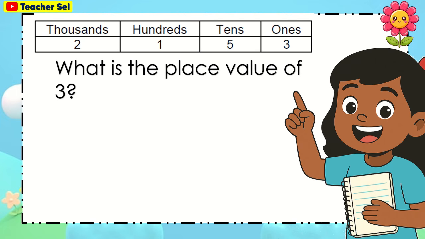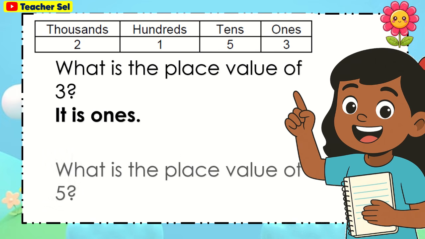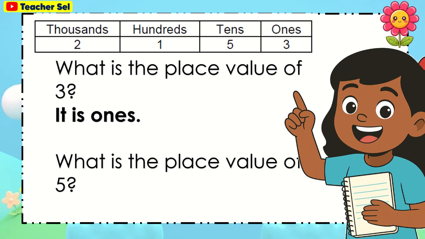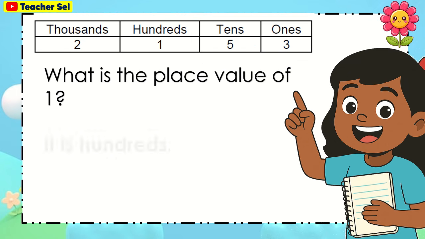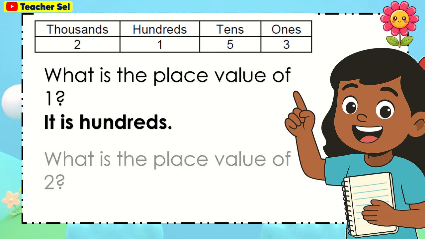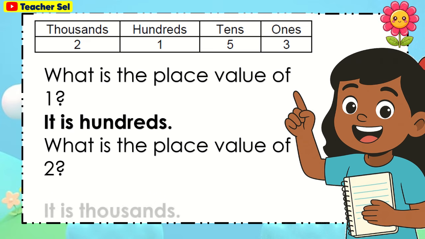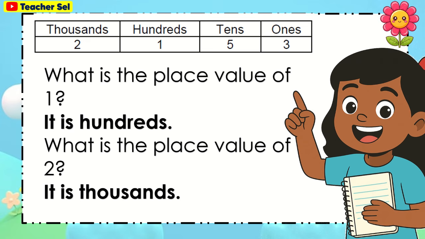What is the place value of 3? It is ones. What is the place value of 5? It is tens. What is the place value of 1? It is hundreds. What is the place value of 2? It is thousands.